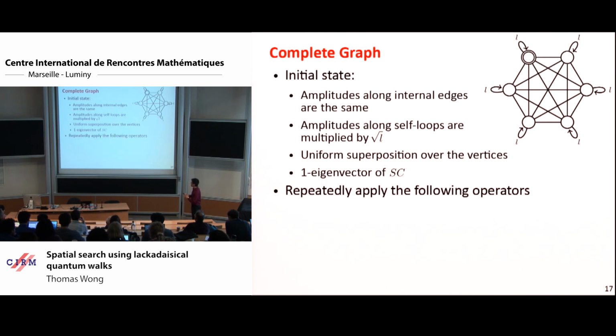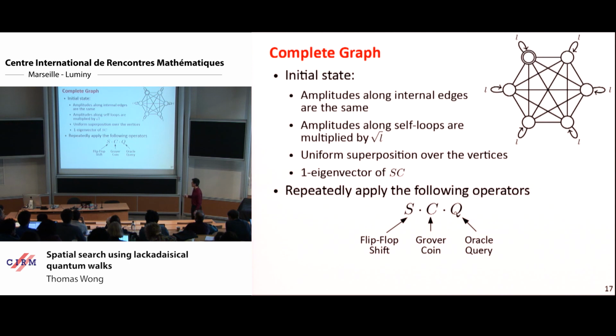So the search algorithm applies the following. You have an oracle query, and then you do the quantum walk, which is just the Grover coin and the flip-flop shift. This constitutes one step, and you're going to repeatedly step through this. The Grover coin we talked about, the flip-flop shift we talked about. Now let's talk about what the oracle query is. Any questions?